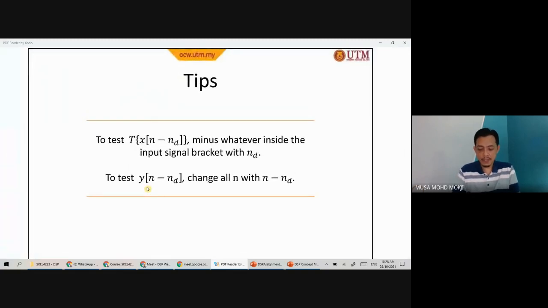So this is what I have told you just now. To test x[n minus nd], you subtract nd from whatever is inside the input signal's time bracket. But to test y[n minus nd], whatever n you see, change all of them into n minus nd. Okay, so there's a difference. Any questions so far? Is it clear what is the difference between subtracting inside the bracket and changing all n? Those are two different things. Okay.